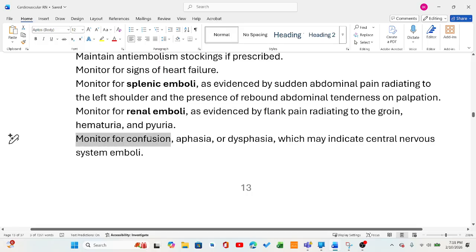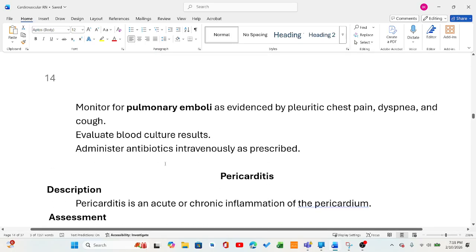You'll be monitoring for confusion, aphasia, dysphagia, which may indicate central nervous system emboli. And when it goes into the pulmonary system, it's going to cause PE. So please take note of that. And with this one, you'll be having pleuritic chest pain.